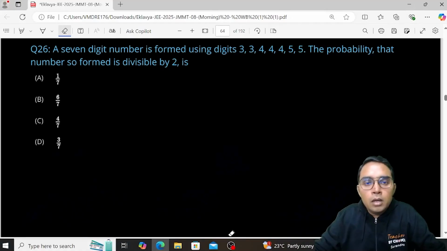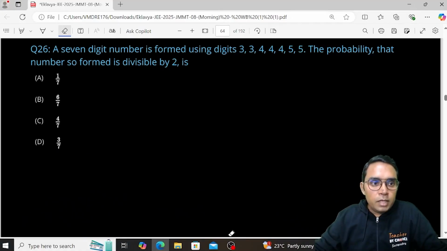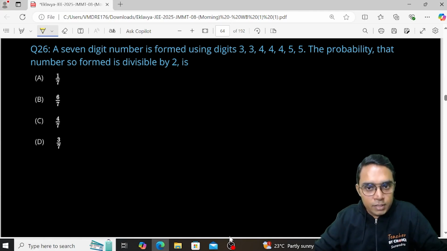Hello everyone, I'm Surendra Jain, Master Teacher of Maths at Vedantu. I'm discussing JMMT-08. This is question number 1 of the Maths portion. Here we are given a 7-digit number to be formed using 7 digits, out of which 2 are 3s, 3 are 4s and 2 are 5s. We have to find the probability that the number so formed is divisible by 2.